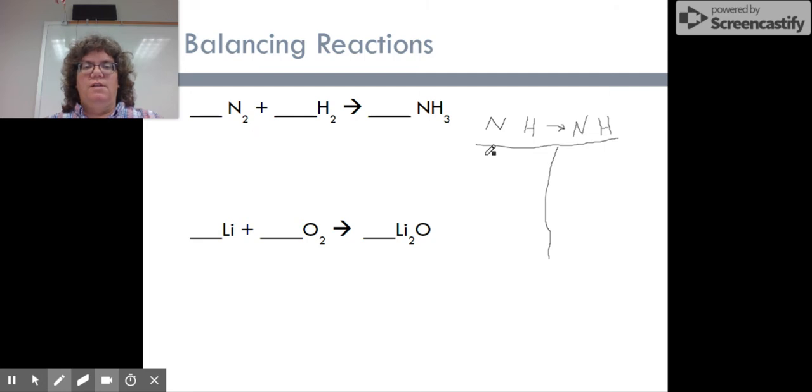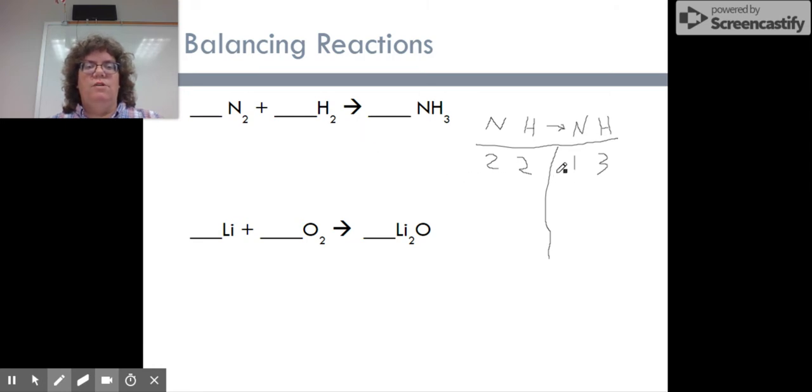So if I look at this, here I have 2 nitrogens, I have 2 hydrogens on the left-hand side. Coming over here to the right-hand side, I have 1 nitrogen and I have 3 hydrogens. So I kind of look at this. There are a couple different ways you can solve this. So do what seems most obvious to you.